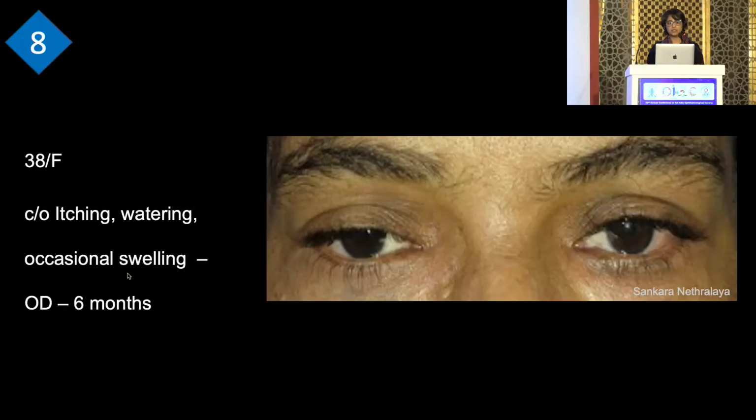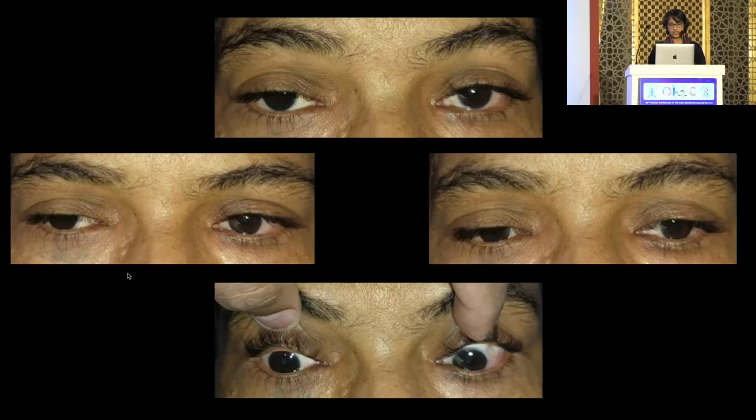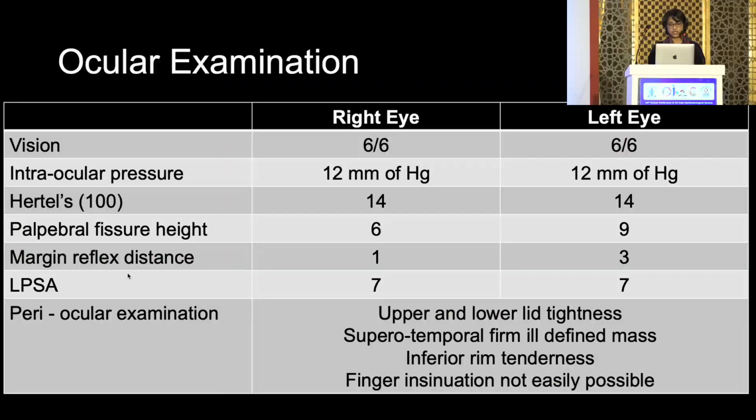time. And finally, coming to the last case, we have a 38-year-old female, and she came with very non-specific complaints of itching, watering, occasional swelling over a period of 6 months. Now, looking at her, there is some amount of ptosis, slight exodeviation of the right eye. But look at her movements. It's restricted in all gazes, in both the eyes.